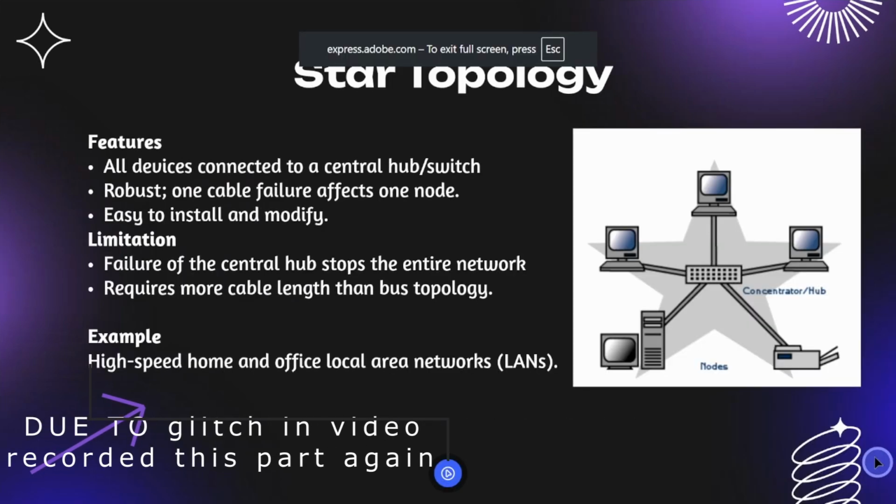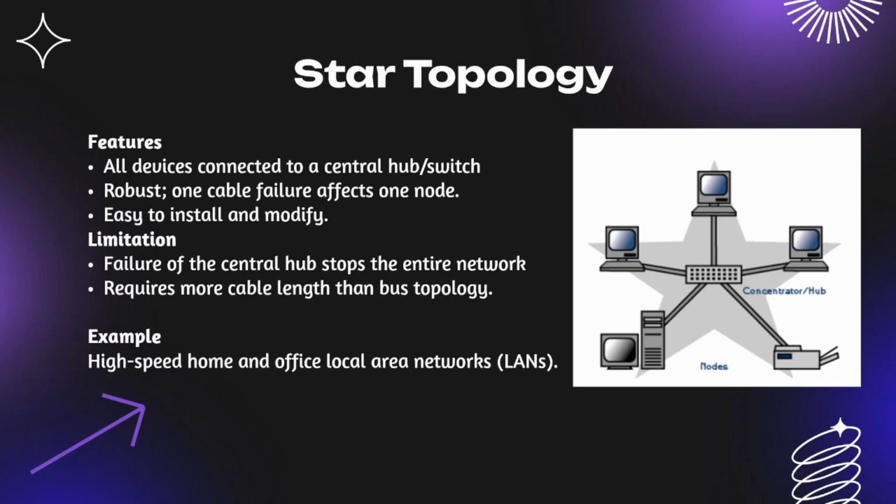Star topology. When all the devices are connected to a central hub or switch, the topology there is star topology. Even if one of the cables fails in the star topology, it only affects one node, and it is also easy to install and modify. Its limitations include that failure of the central hub stops the entire network, and it requires more cable length than bus topology. Example: high-speed home and office local area networks.